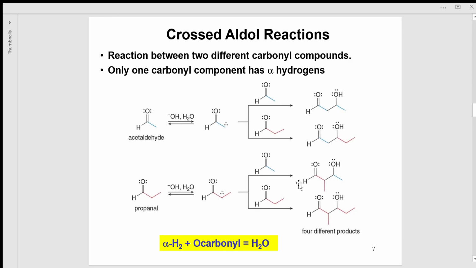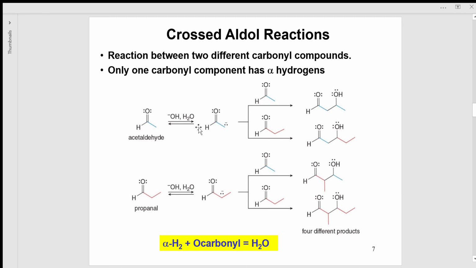All right, so crossed aldol reactions. Basically, either aldehyde or ketone can react with itself, or they can react with a different aldehyde or ketone. That's called crossed, not only with itself, but with somebody else. Quite frankly, these reactions do not have wide applications in real-world organic chemistry.